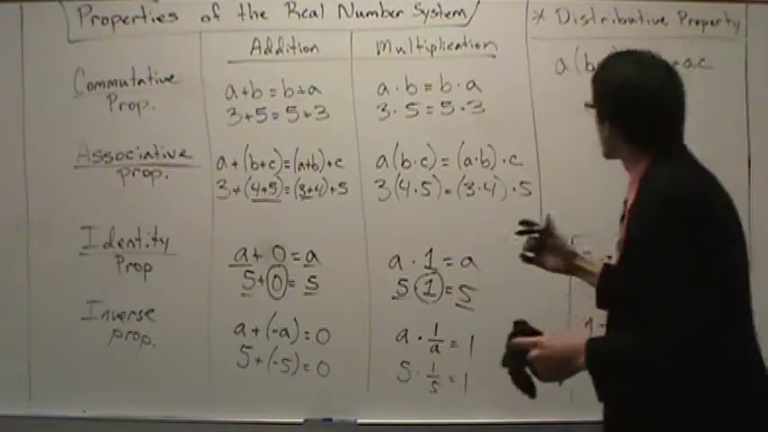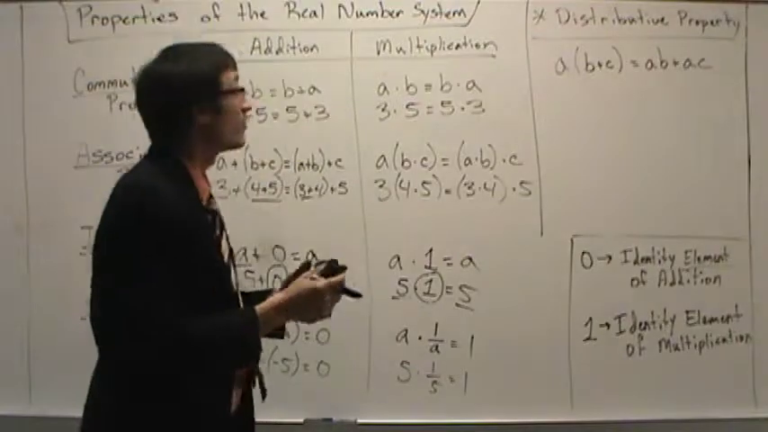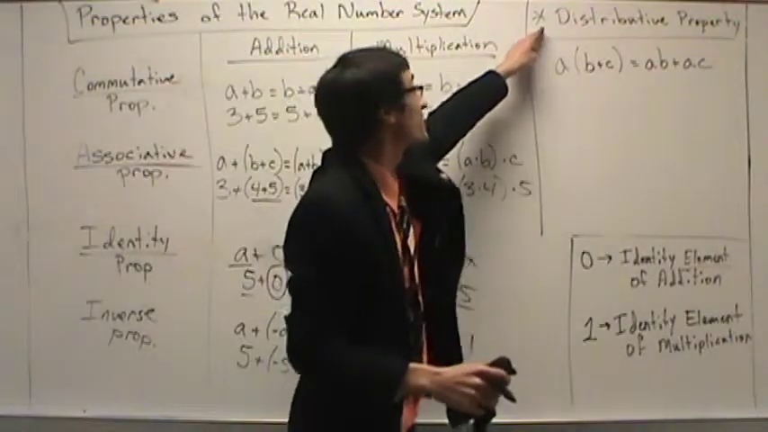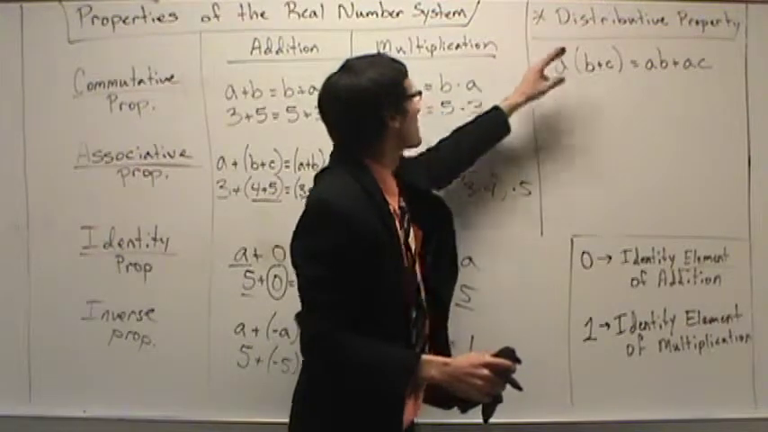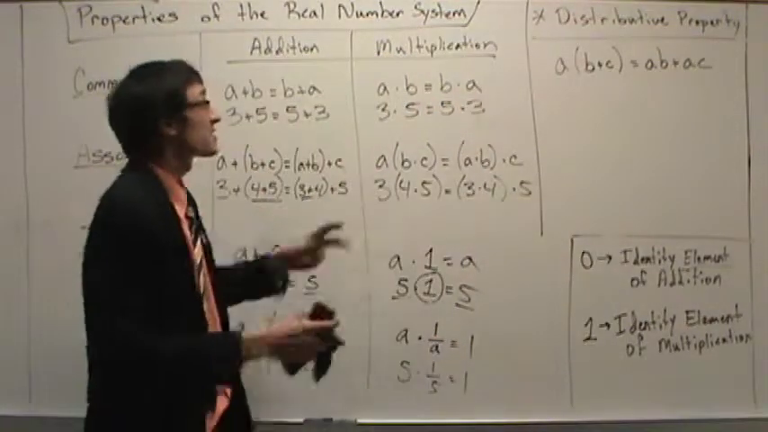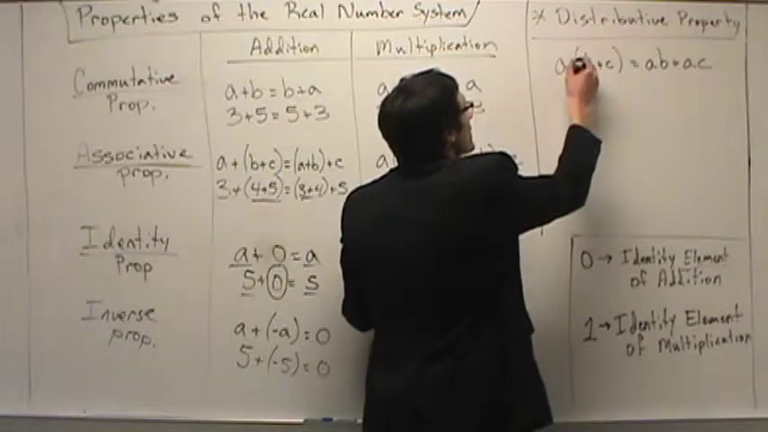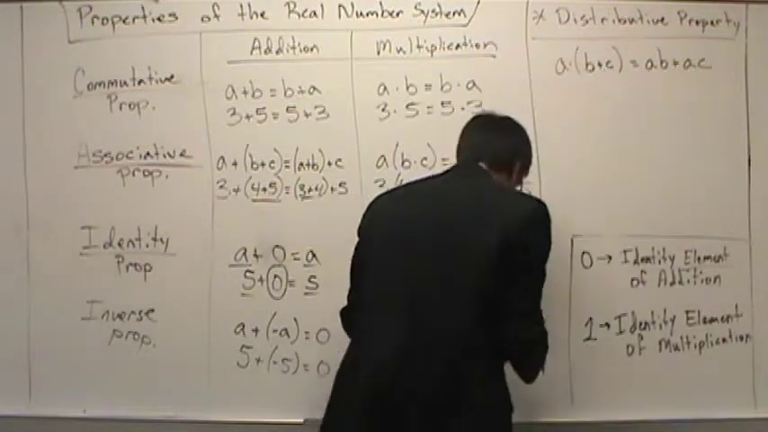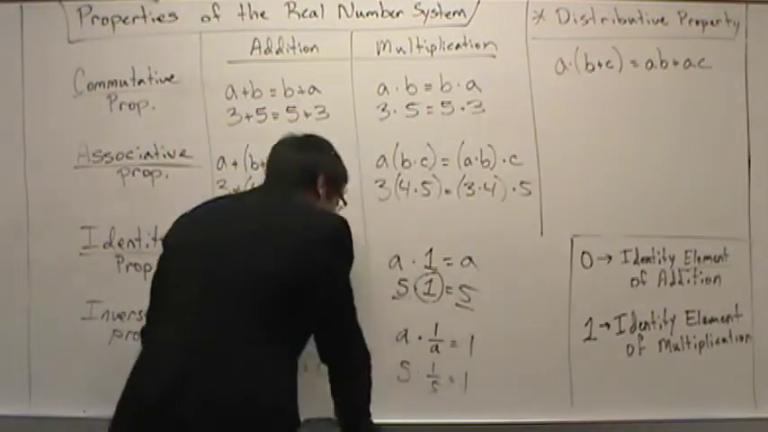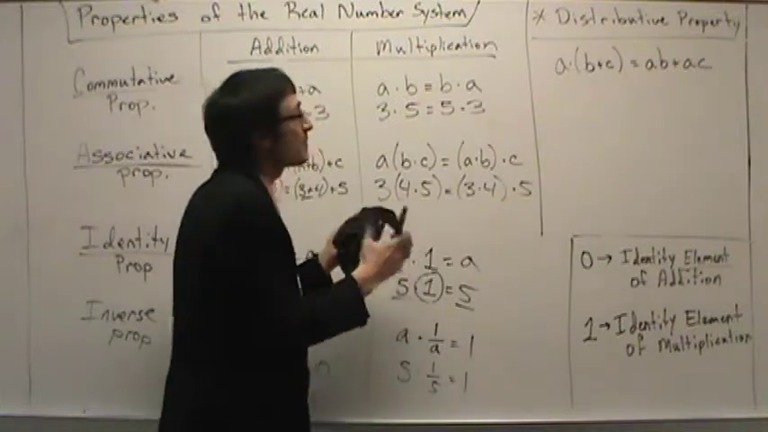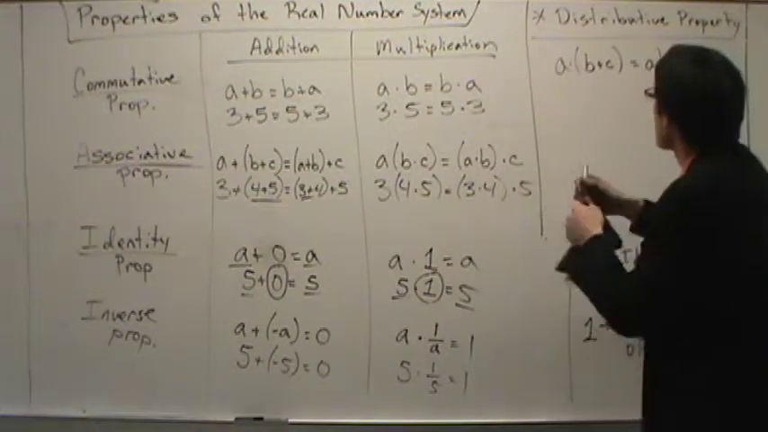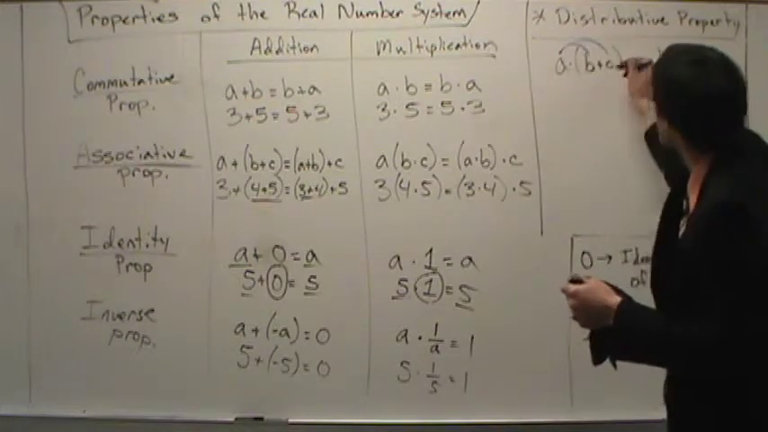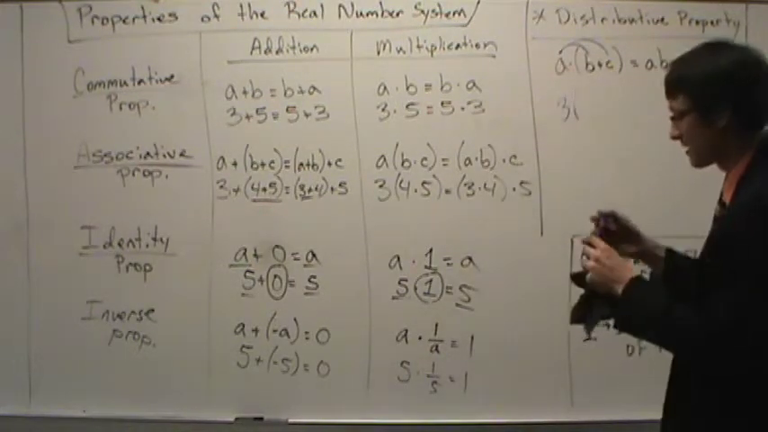What is this saying? We don't call this the distributive property of addition, and we do not call this the distributive property of multiplication. Notice that it's written outside of these columns. Here we have multiplication, here we have addition. The distributive property relates what happens when multiplication meets addition. When multiplication meets addition, the distributive property applies.